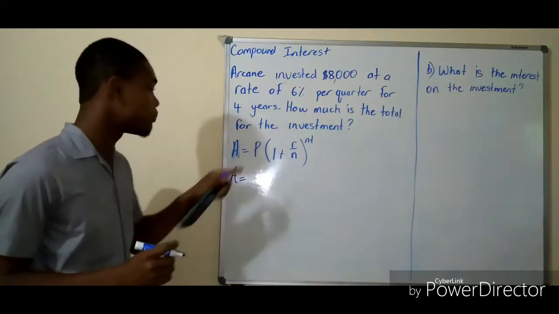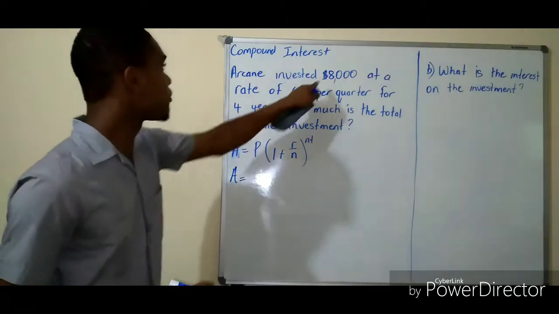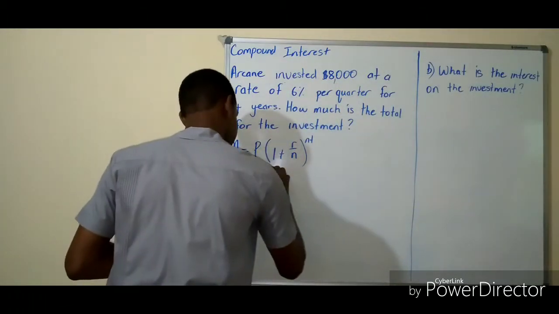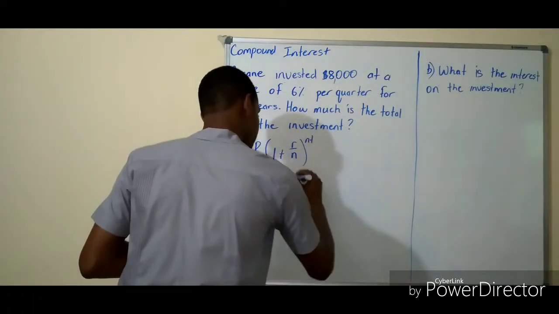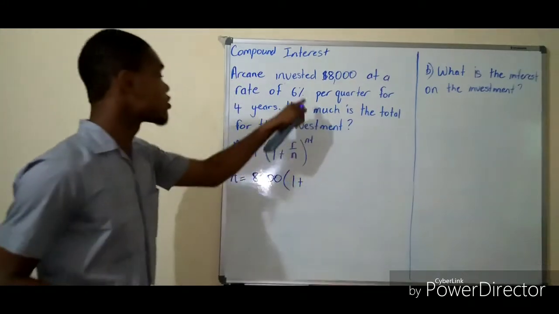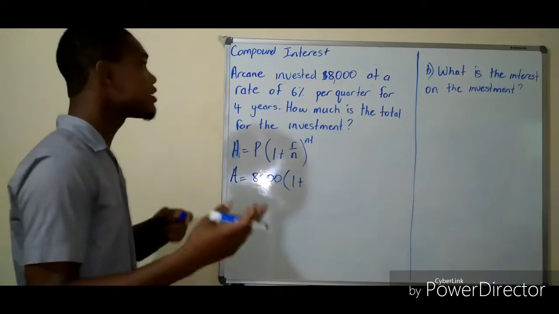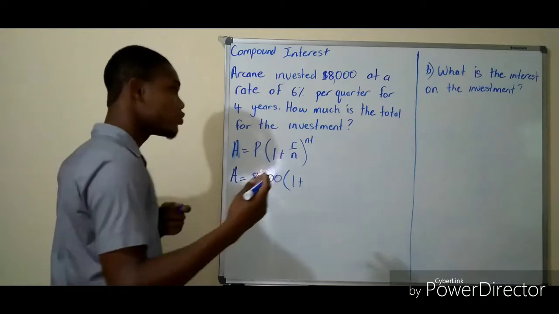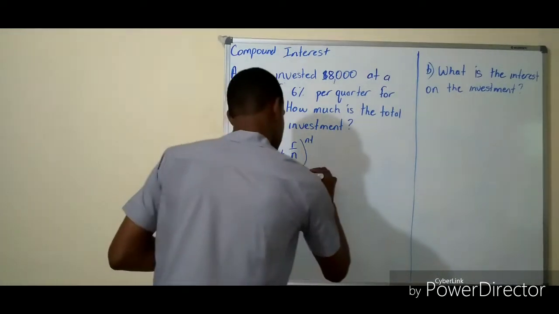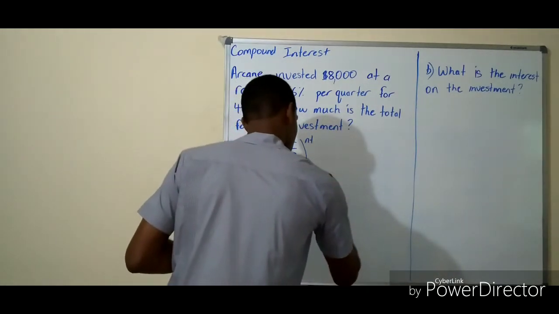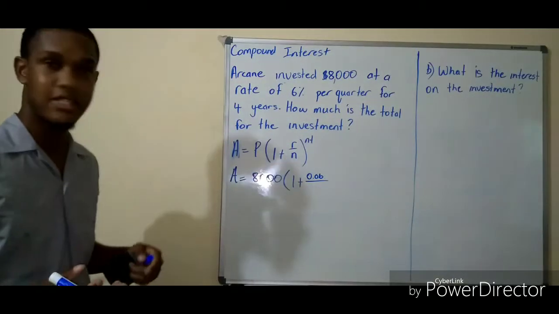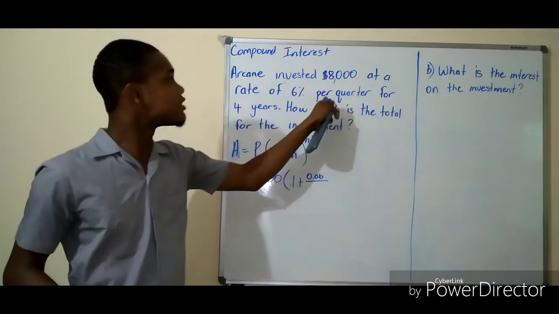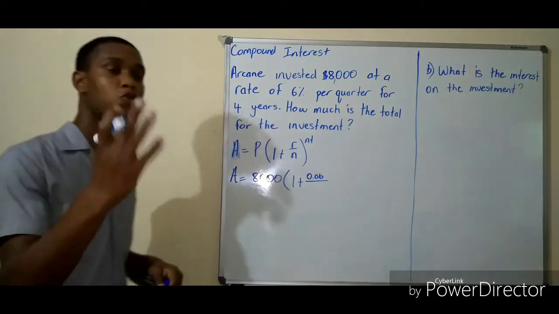So A is equal to this. P is the principal, so that's 8,000. Open bracket, 1 plus R. This is 6%, so it's 6 divided by 100, and that gives you 0.06. So that's 0.06 over N. How many times is it compounded? The fact that it says per quarter means 4 times.